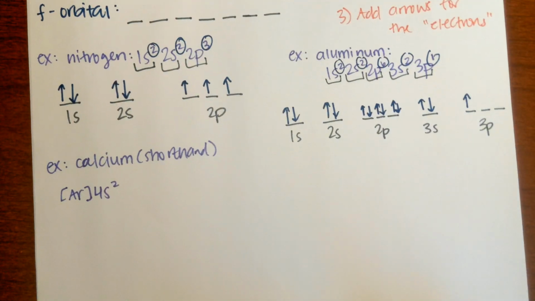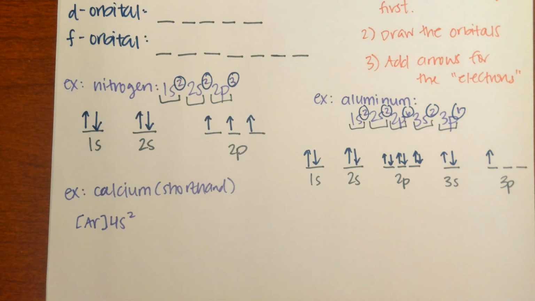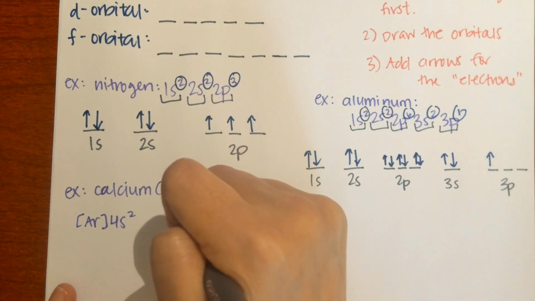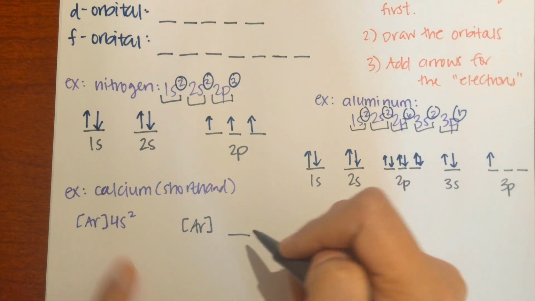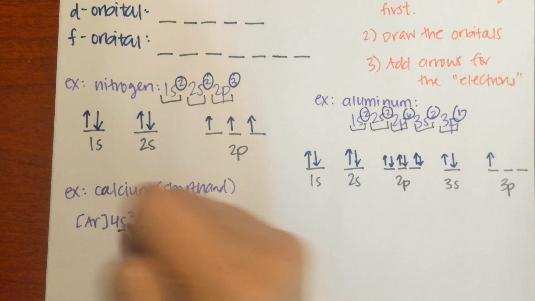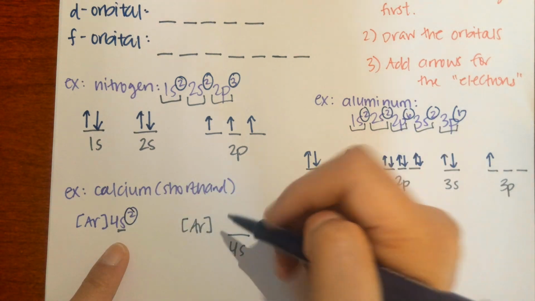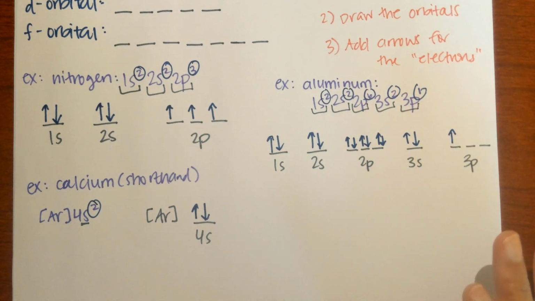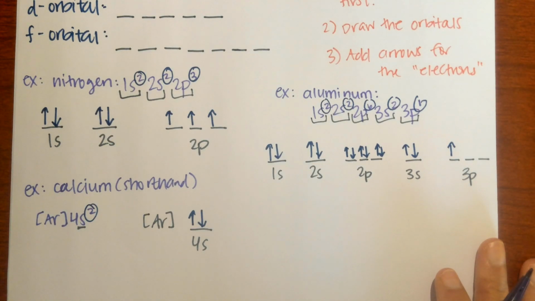To draw the orbital notation for it is actually quite simple. It's kind of the same way as we did it. Instead of drawing everything for argon, we simply write argon like that, and then we draw 1 blank for 4s because it is the s orbital, and it has 2 electrons, so up, down, and that's it.